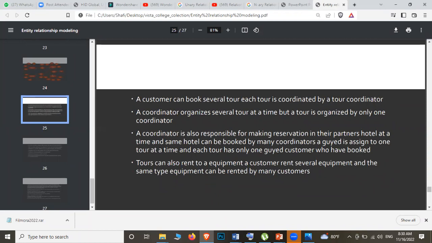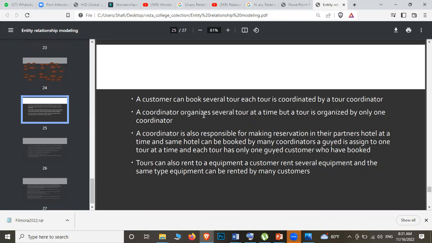A customer can book several tours. Each tour is coordinated by a tour coordinator. Like, assume that foreigners are coming here and then they go on tour, right? So if a customer wants to go on a tour, they can contact a tour coordinator. A coordinator organizes several tours at a time, but a tour is organized by only one coordinator.